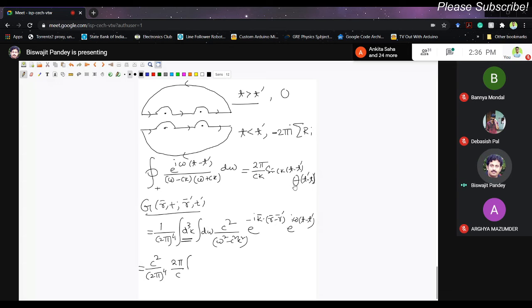So we'll have k, theta and phi. If I go to spherical coordinates, d³k can be written as k squared sin theta d theta d phi dk, right?